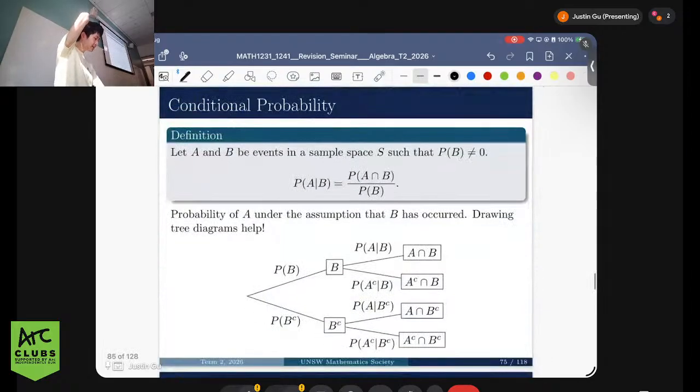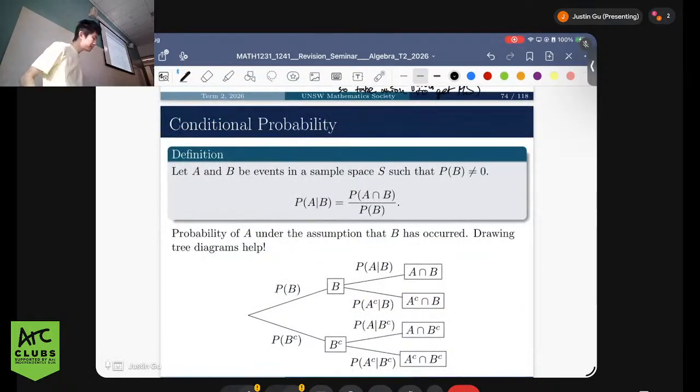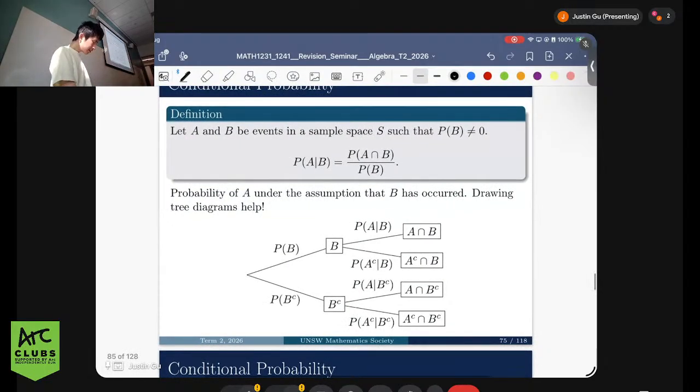Okay. Conditional probability. Let A and B be events in a sample space such that the probability of B is not 0. Then the probability of A given B is equal to the probability of A and B happening, divided by the probability of B. This is like saying we're in a universe where B happened. What's the probability that A also happened in that universe? It's the probability of A under the assumption that B has occurred.